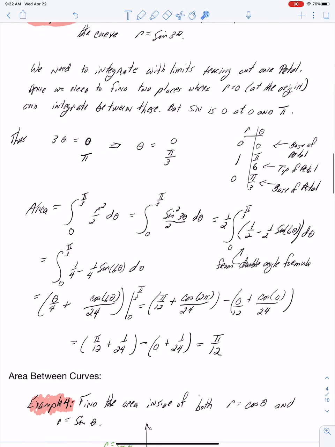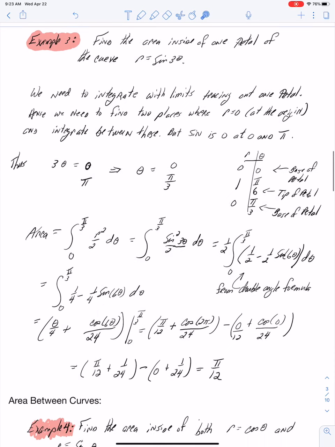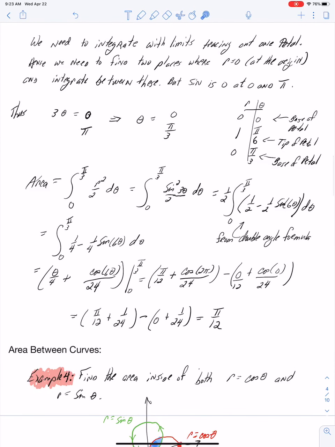What's the point? If you want to find the area of a petal, you have to figure out where you start your petal. That's when r is 0 somewhere. And then after that, the first time you go back to where r is 0 again. And those correspond to important points where either sine or cosine happen to be 0.